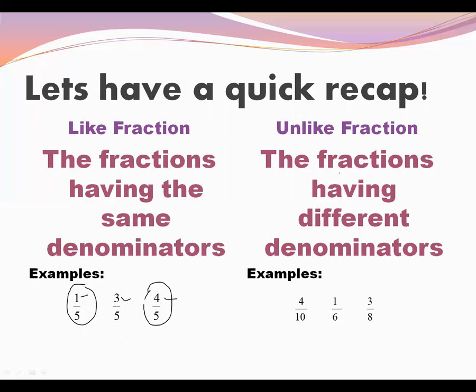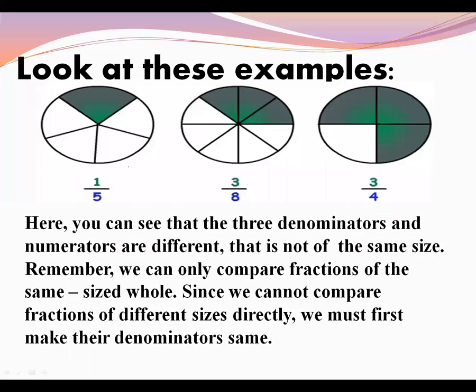But on the other hand, we have the unlike fractions: the fractions having different denominators. As you can see in the examples, different denominators and different numerators are present. If the denominators are the same, you can easily arrange them by looking at their numerators. But what is going to happen when the denominators are different? For these types of fractions, we have to do some other treatment. What will that be? Now look over here.